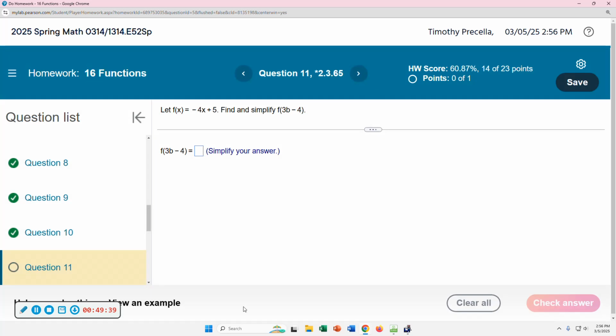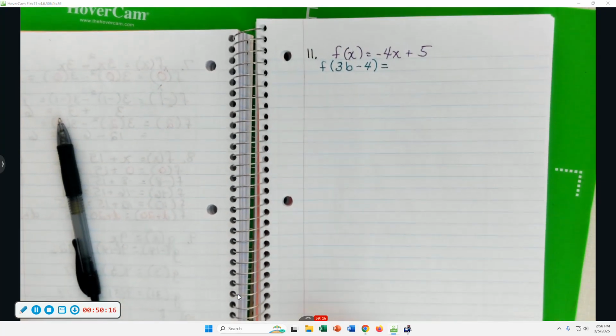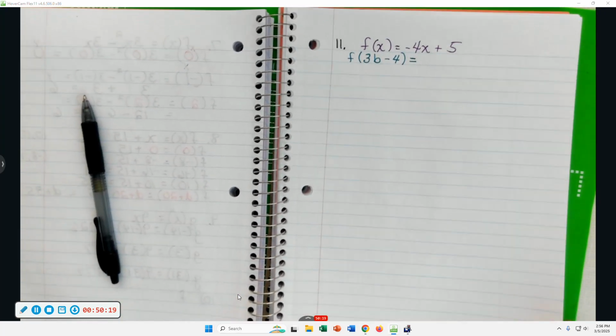Okay, this one we might need to do a little writing on. Number 11, it says f of x is negative 4x plus 5. Find and simplify f of 3b minus 4.